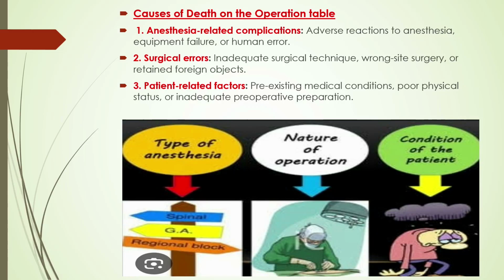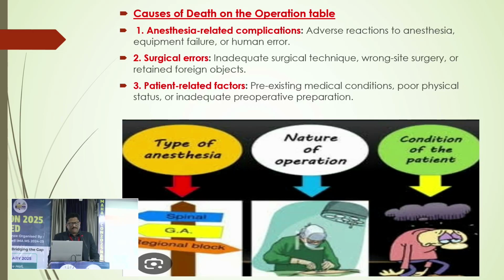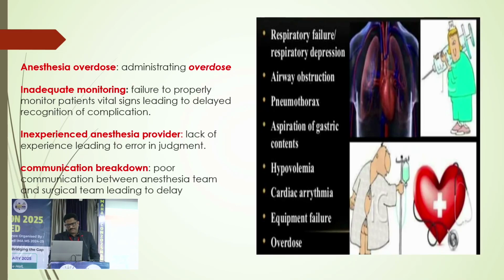Now we will discuss what are the causes of death on the table. They are anesthesia-related complications, surgical errors, patient-related factors and equipment failure. In anesthesia-related complications, because of overdose of anesthesia, a patient may develop complications and die. Second, inadequate monitoring, failure to properly monitor patient signs, and delayed recognition of the complications.